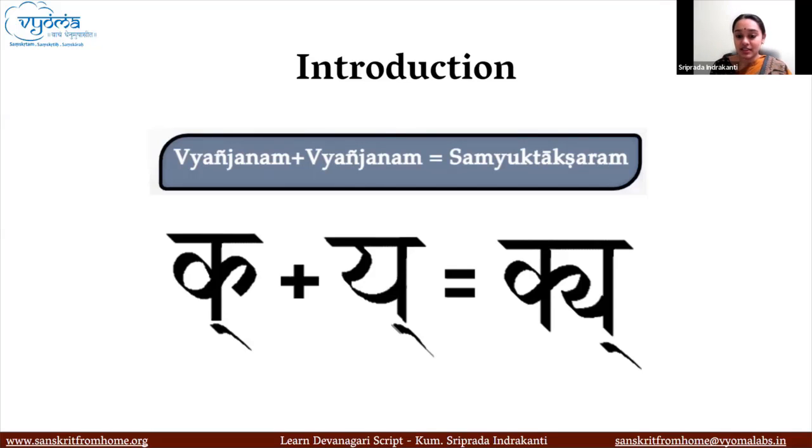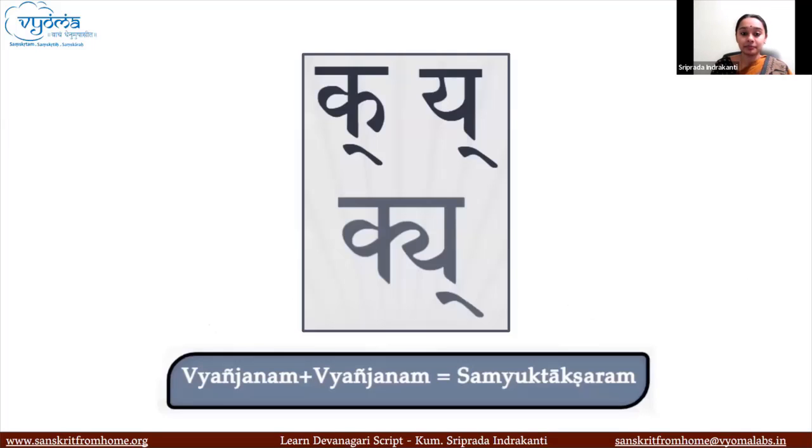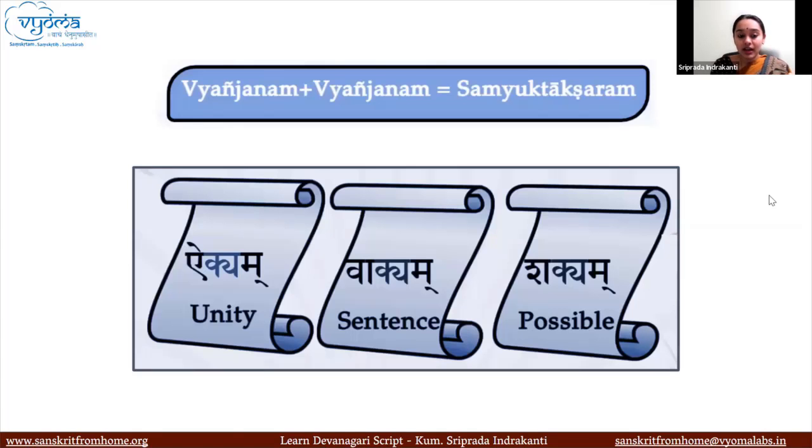Like k plus y is kya. Similarly, there will be another letter like h plus y is hya. That would look similar to this. The way it combines is similar. So we will look at them in types according to how they combine similarly. We learned that we don't write them separately like k and y. Both of them are vyanjanas, but we don't write them separately when we want to combine them. And the examples for these were in the video: aikyam, vakyam, shakyam.